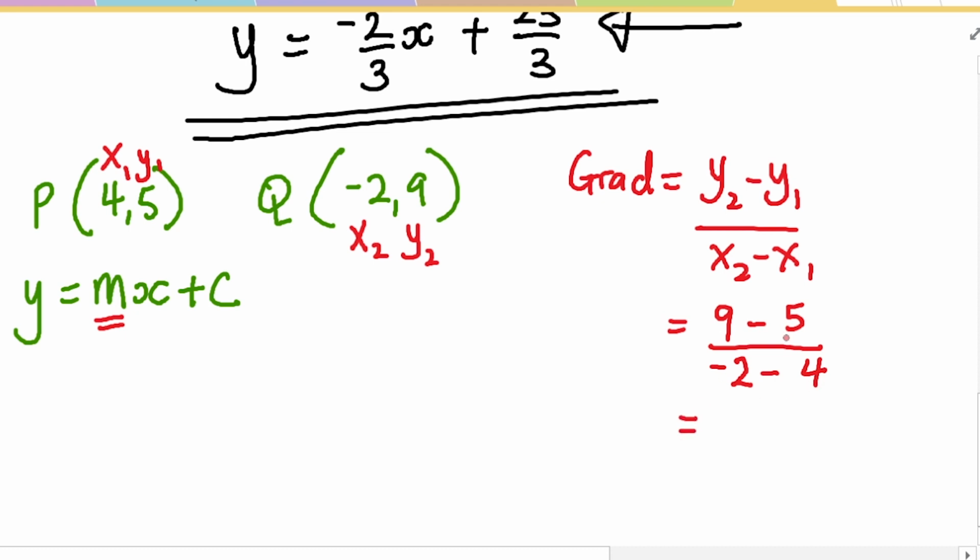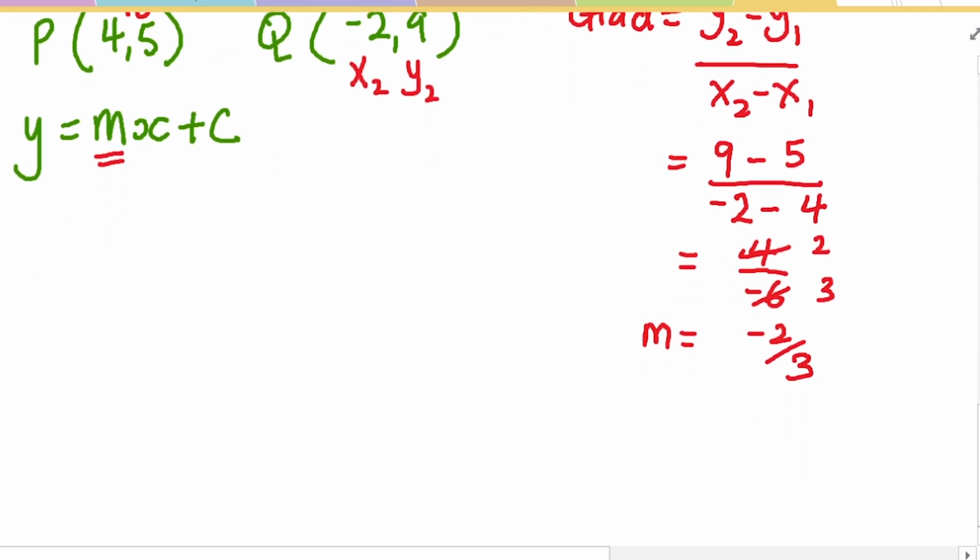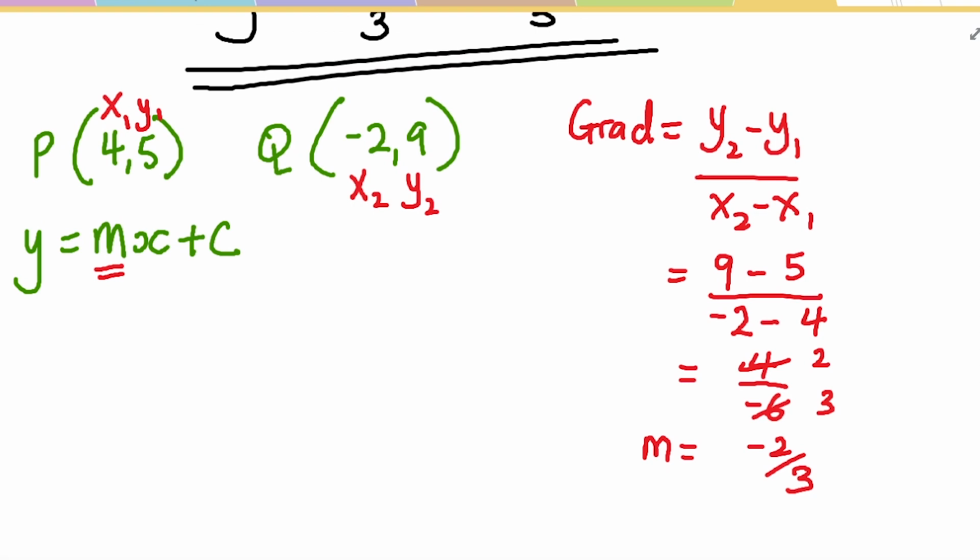So what we end up with is 9 minus 5, which is 4, divided by negative 2 minus 4, which is negative 6. Dividing by 2 twice, we end up with negative 2 over 3. So this is our gradient, which happens to be our value of m. Now that we've gotten our gradient, we can pick any of these points to substitute for y and x, and then afterwards we shall get our value of c.